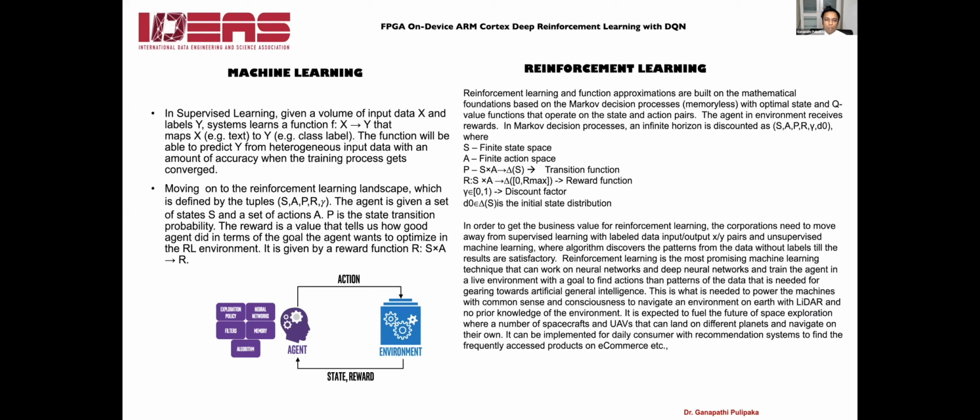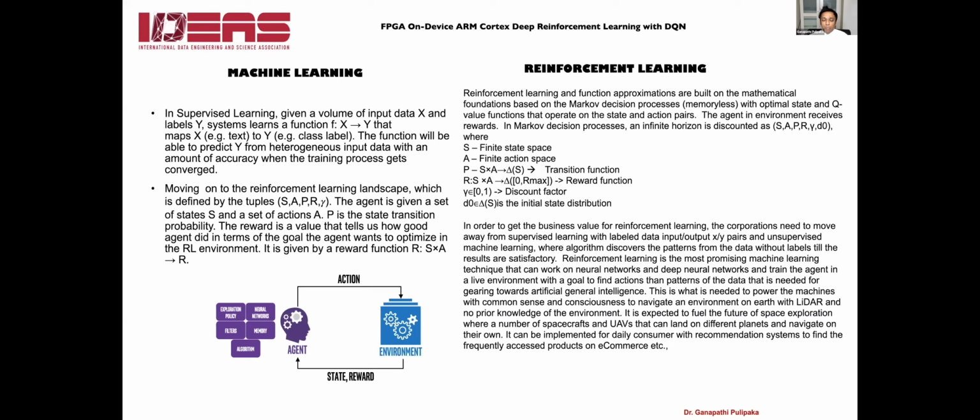The reinforcement learning landscape is primarily defined by the tuple S, A, P, R and the gamma. In reinforcement learning, you have an agent, and the agent is computing different types of calculations, or learning the environment, how to navigate it, and how to reach the goal. So the agent has a goal in the environment, and the primary objective is to achieve the goal. Every time the agent goes into the environment, it is given a set of states and a set of actions.